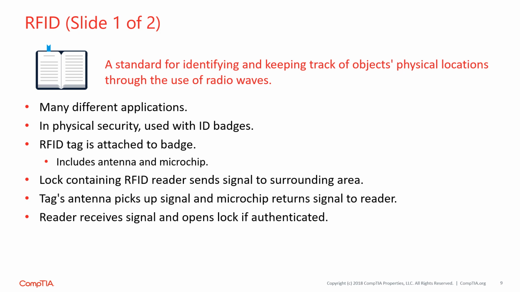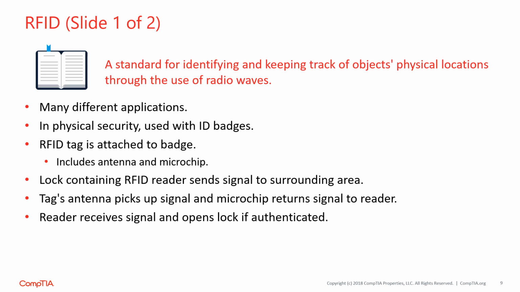A lock containing an RFID reader continuously sends a signal into the area surrounding the reader. The RFID tag's antenna picks up this signal when in close proximity, and the microchip generates a return signal. The RFID reader receives this signal and opens the lock if the signal is authenticated.